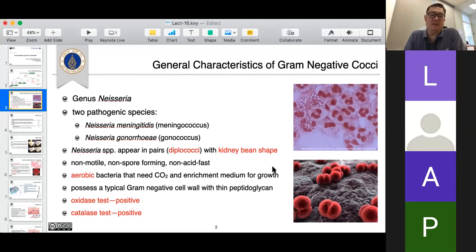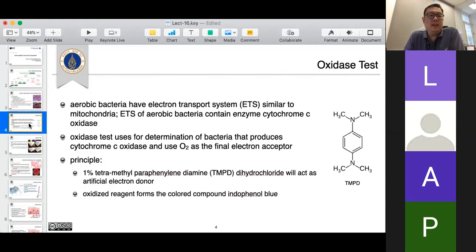This is the characteristic. They are non-motile, possess pili. Okay, non-spore forming, non-acid fast. You know that it is an aerobic bacteria, but needs carbon dioxide for enrichment in growth. Oxidase positive, catalase positive, okay. The cells possess very regular gram-negative peptidoglycan, okay. Let's see the oxidase test.